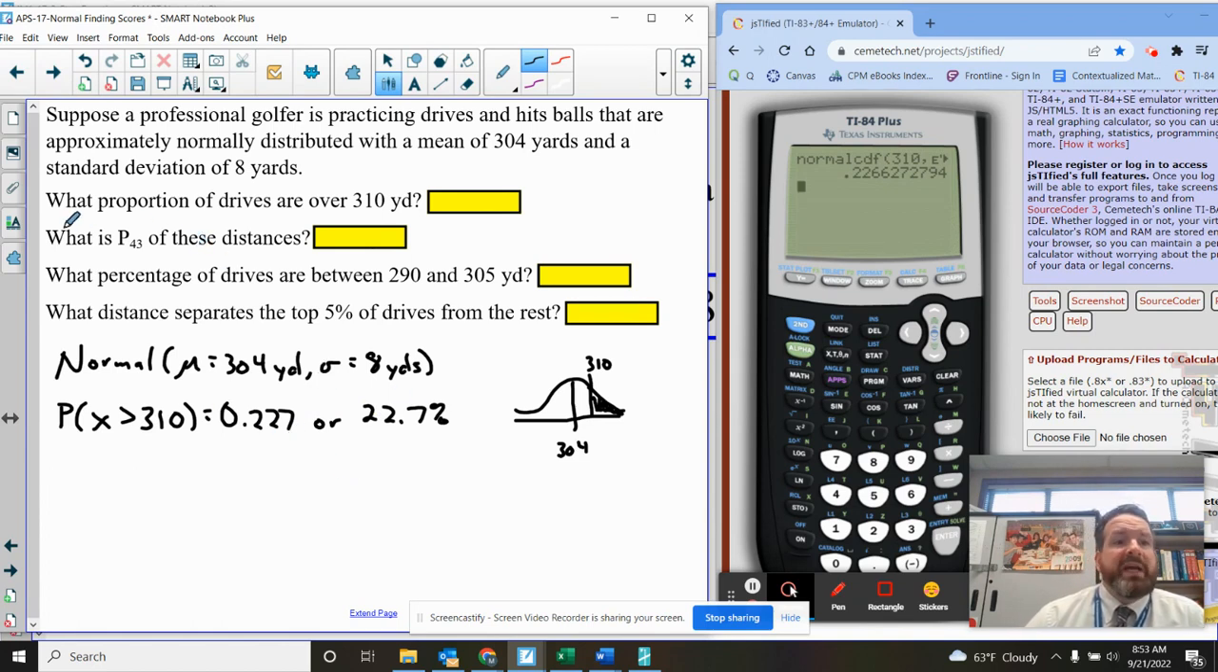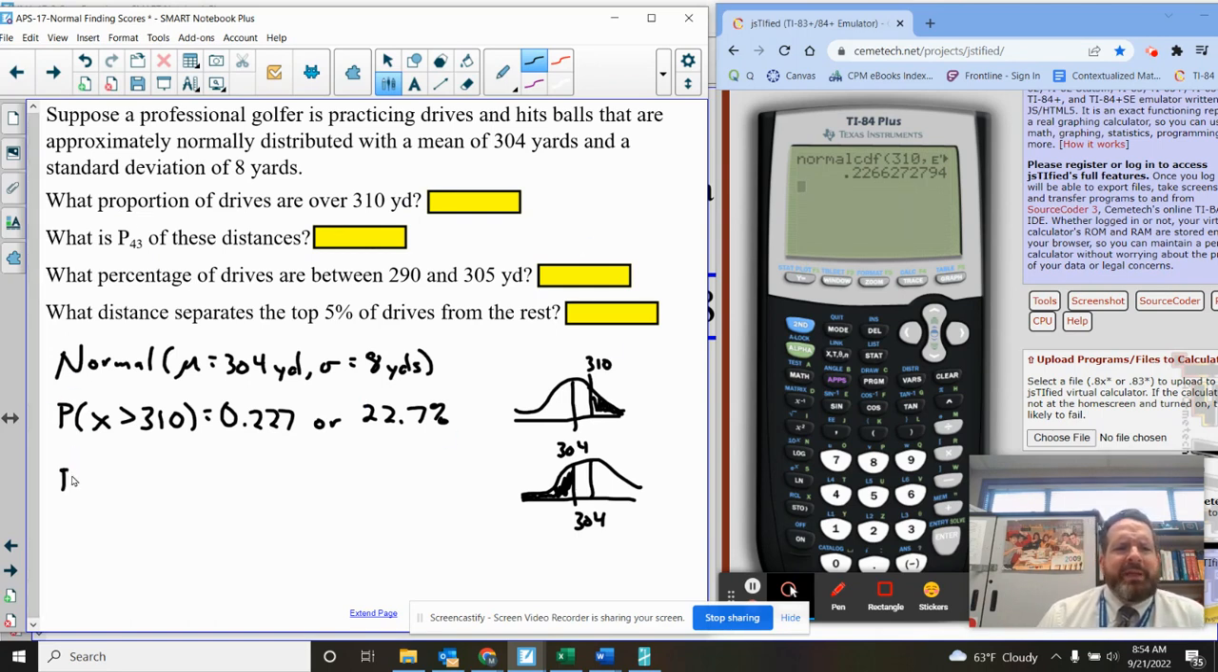Next up, a different type of question. What is the 43rd percentile of these distances? So this time the question's asking, okay, if I go to where I have 43% of the area below a certain cutoff, what is that cutoff? So we're finding this time a number of yards. Notice it's the reverse of what we did last time. Last time we started with yards, found a percent. This time we're starting with a percent, finding yards.